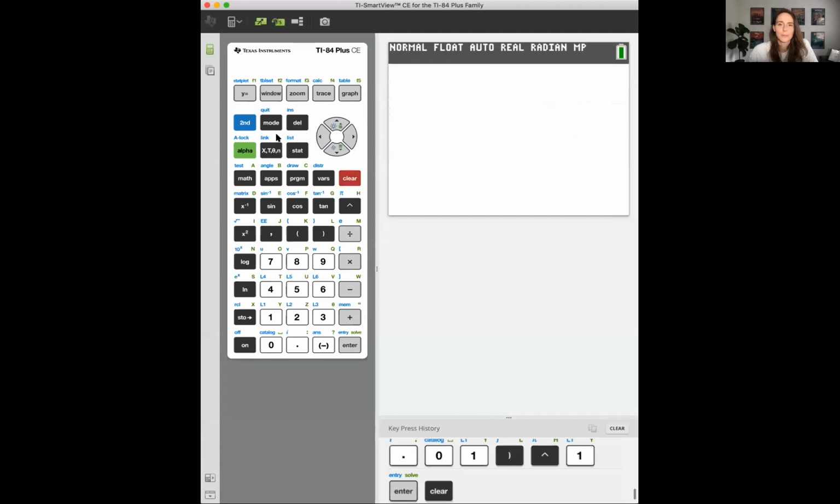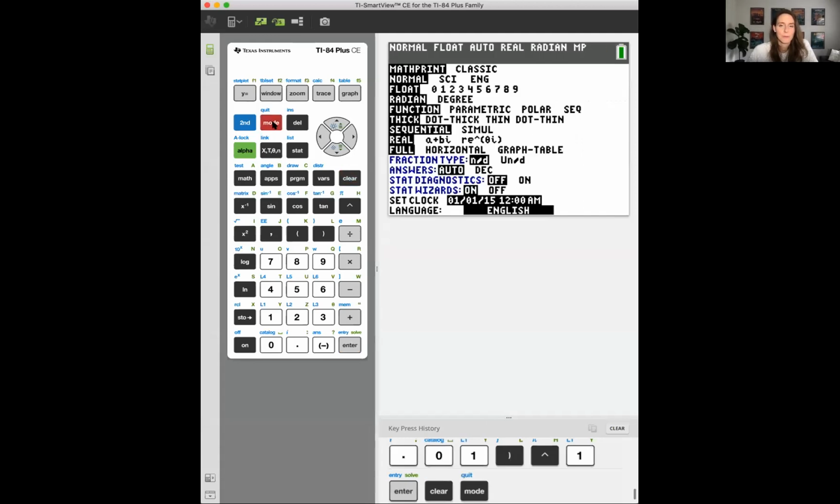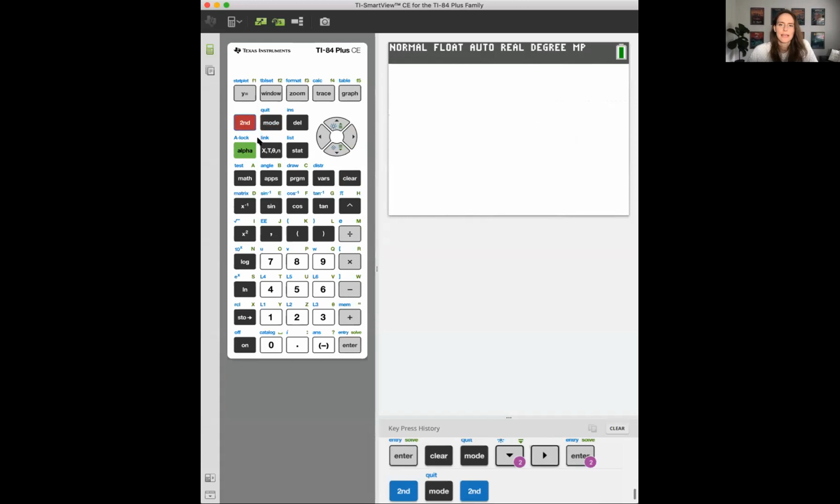First, I need to make sure that my calculator is in degrees. So I'm going to press mode and go down to degrees, make sure that's highlighted. And then I'm going to press second cosine and then put in 0.5. And it's going to give me 60. So theta equals 60. Theta is just a way to say an angle. My angle is 60 degrees.